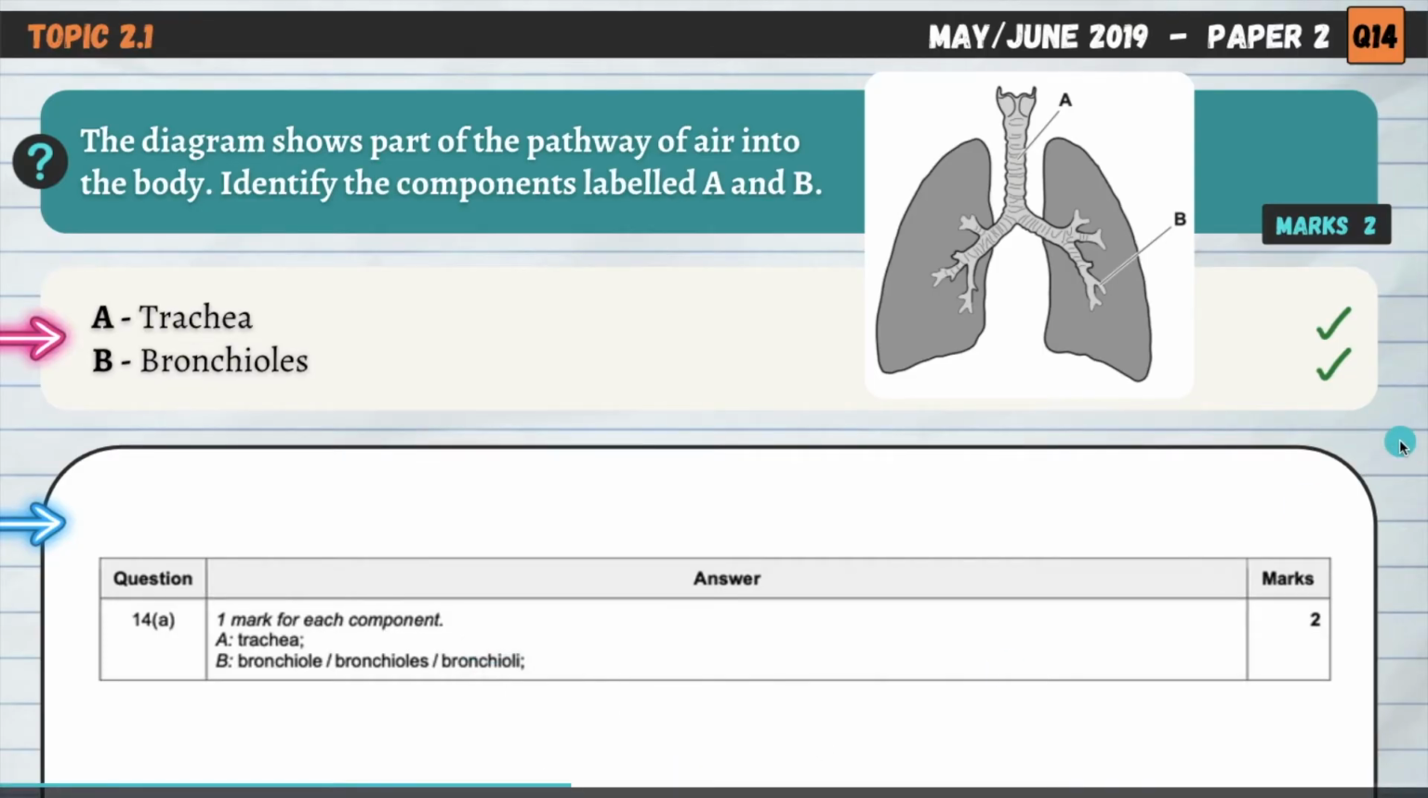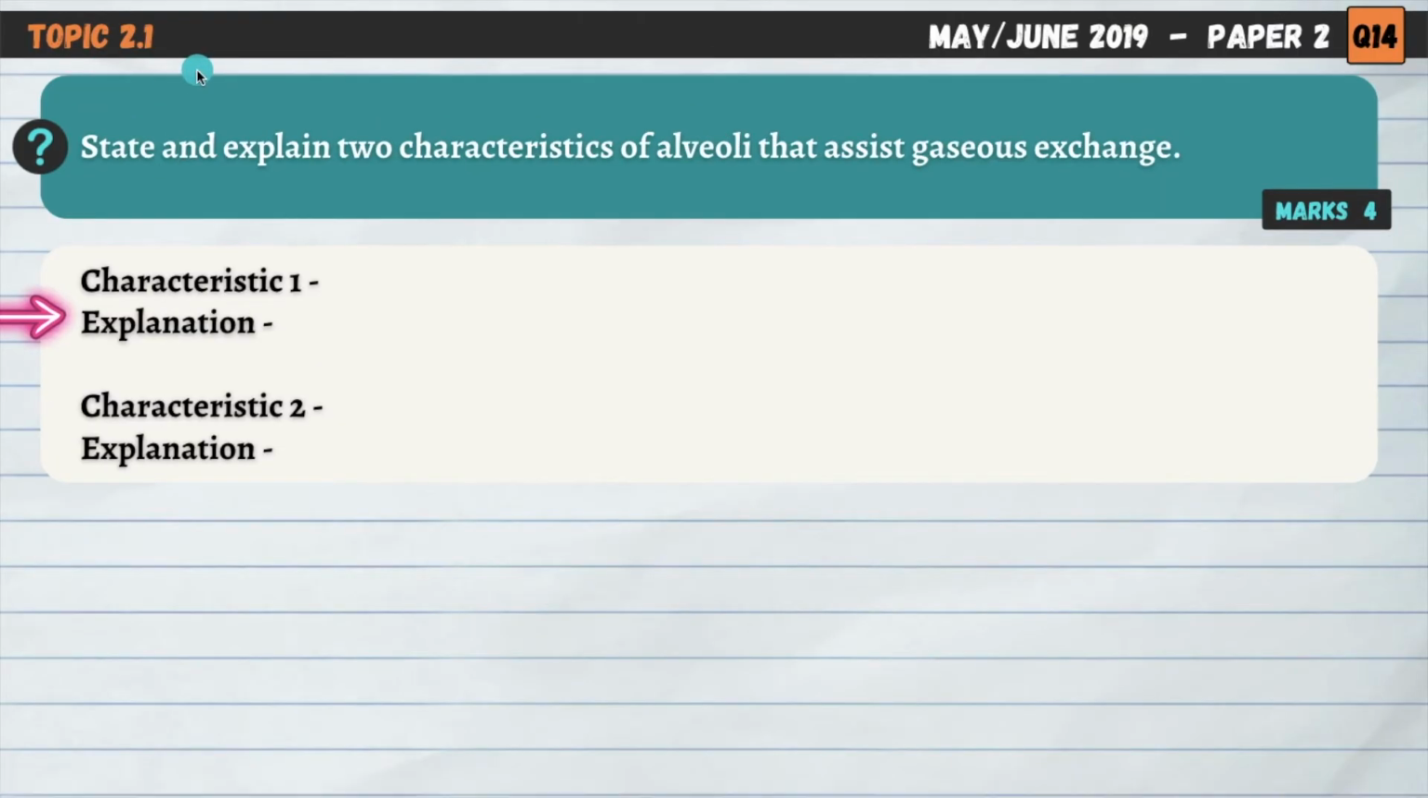Let's move on. Another one on topic 2.1: state and explain two characteristics of alveoli that assist gaseous exchange. So state, we talked about in our previous video on the skeletal and muscular system. State as a command word is very similar to name, and that just basically means you need to come up with or name two characteristics of the alveoli.